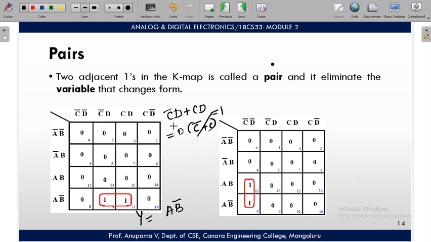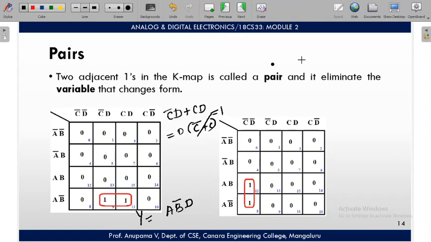So the pair reduces a variable and its complement. The variable which lies along the column is D. So we are writing an SOP equation, so we have to write the D variable by adding it to the term which we received in the row.